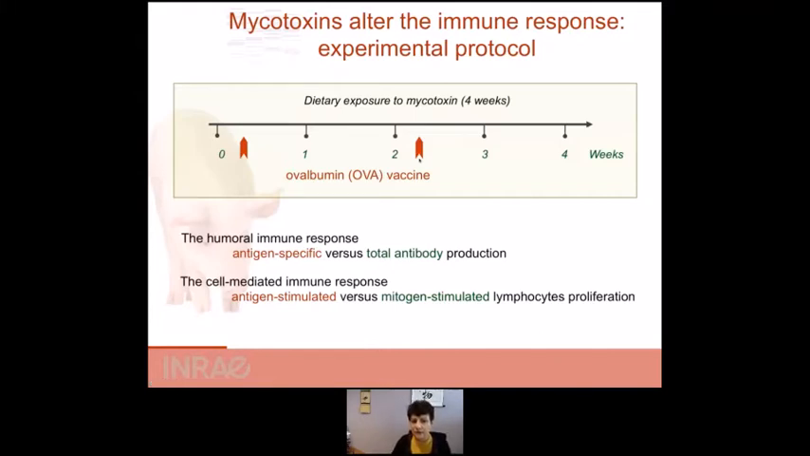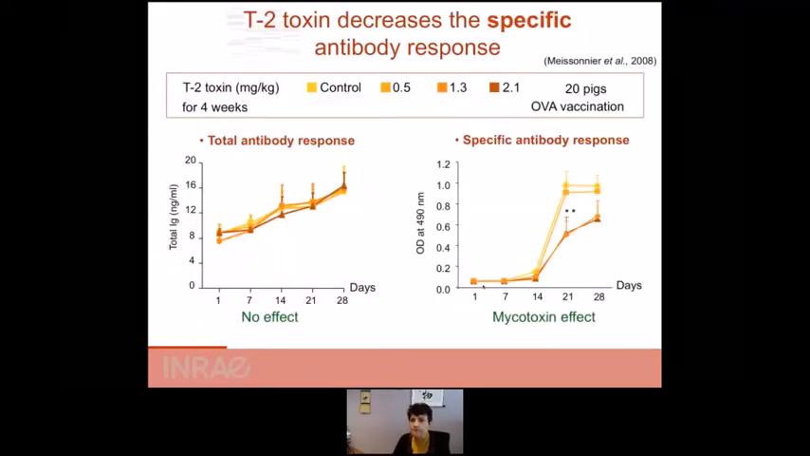And during these 4 weeks, we looked at the immune response, both the humoral immune response, which is mainly antibody, and the cell-mediated immune response, which is mainly lymphocyte proliferation. And we look at this immune response both toward the antigen we use, the vaccine, but also the total immune response, so total antibody or total lymphocyte proliferation. And here are some results that we get.